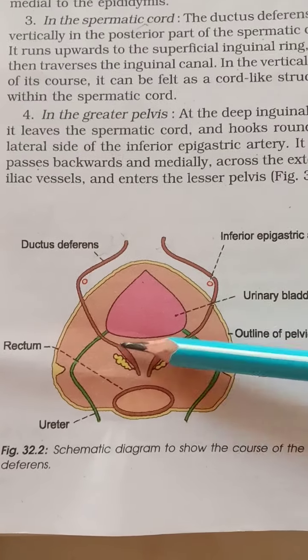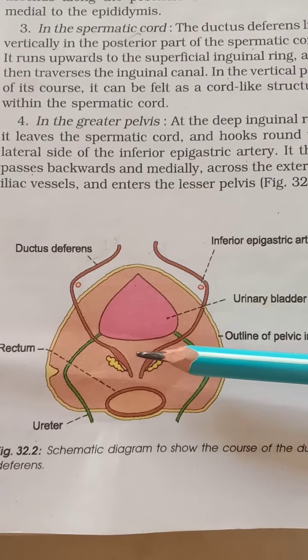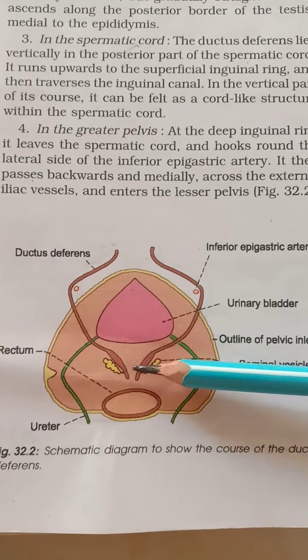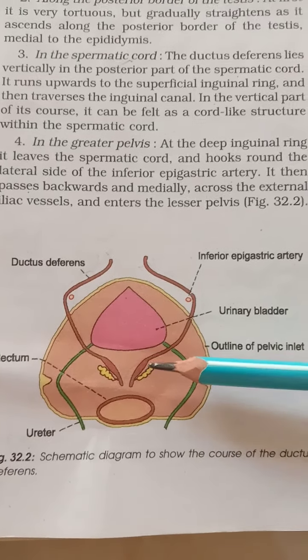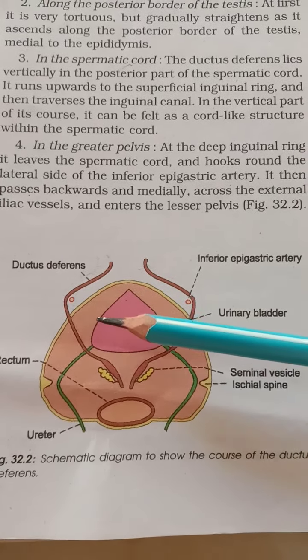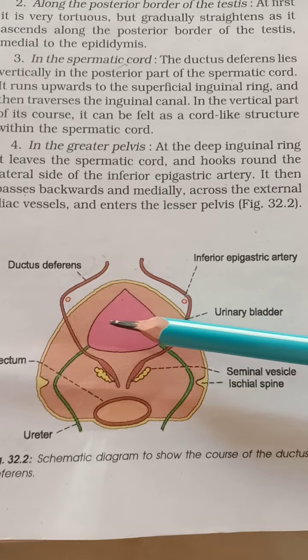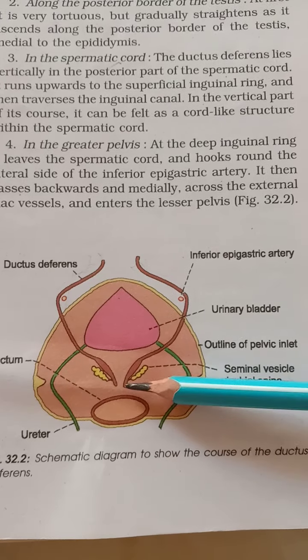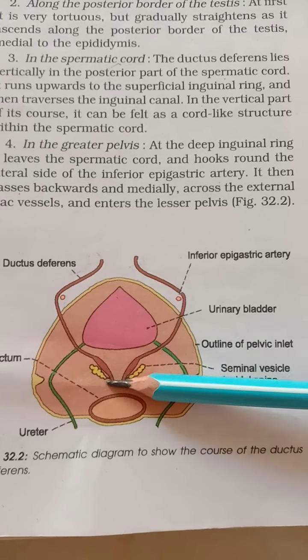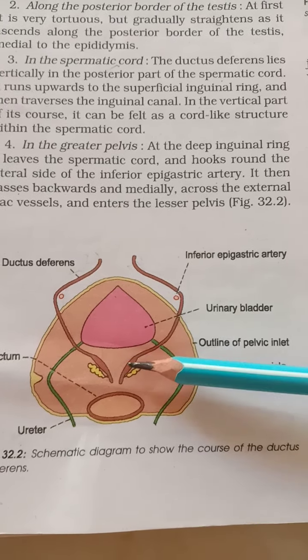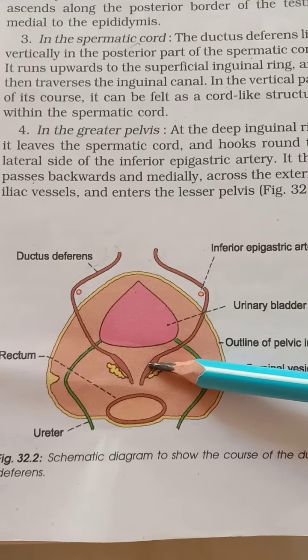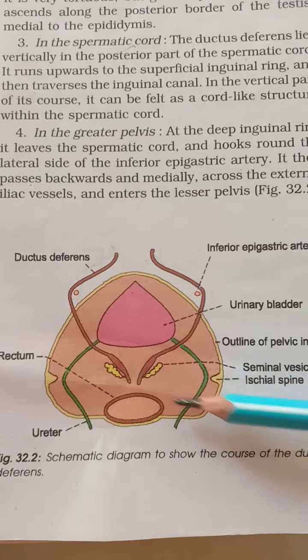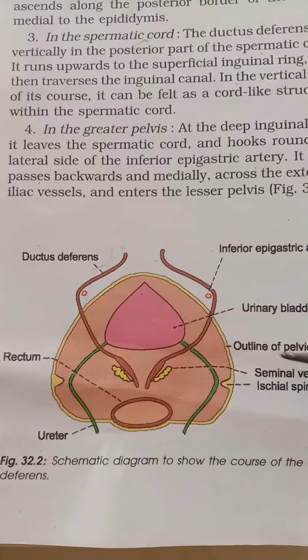So till this, the length of the vasa deferens is near about 18 inches or 45 centimeters long, and has a narrow lumen except the terminal part which is sacculated. This one is called the ampulla of the vasa deferens.